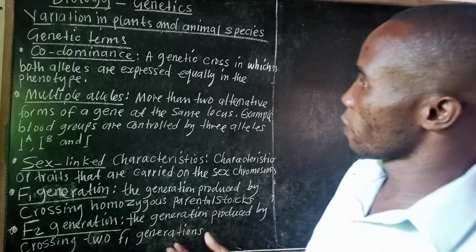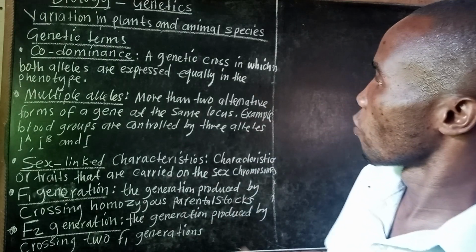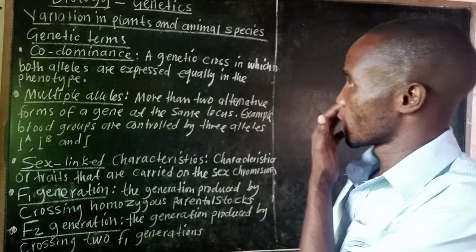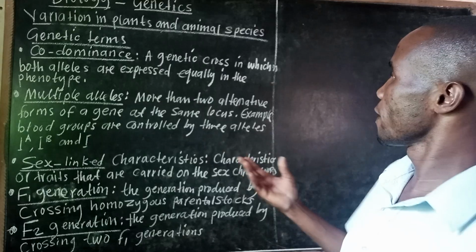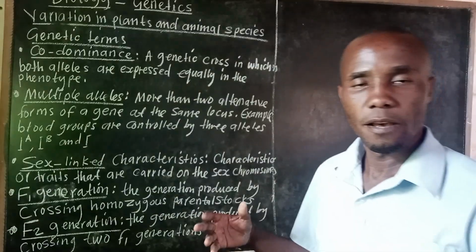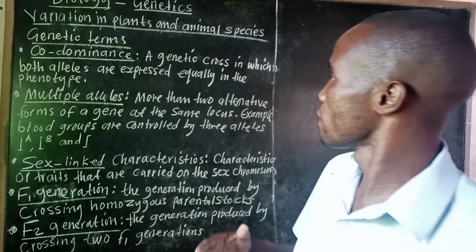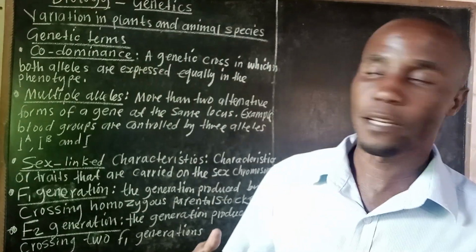So today we are looking at codominance. What is codominance? Codominance is a genetic case in which both alleles are expressed equally in a phenotype. Both alleles are expressed equally in a phenotype.